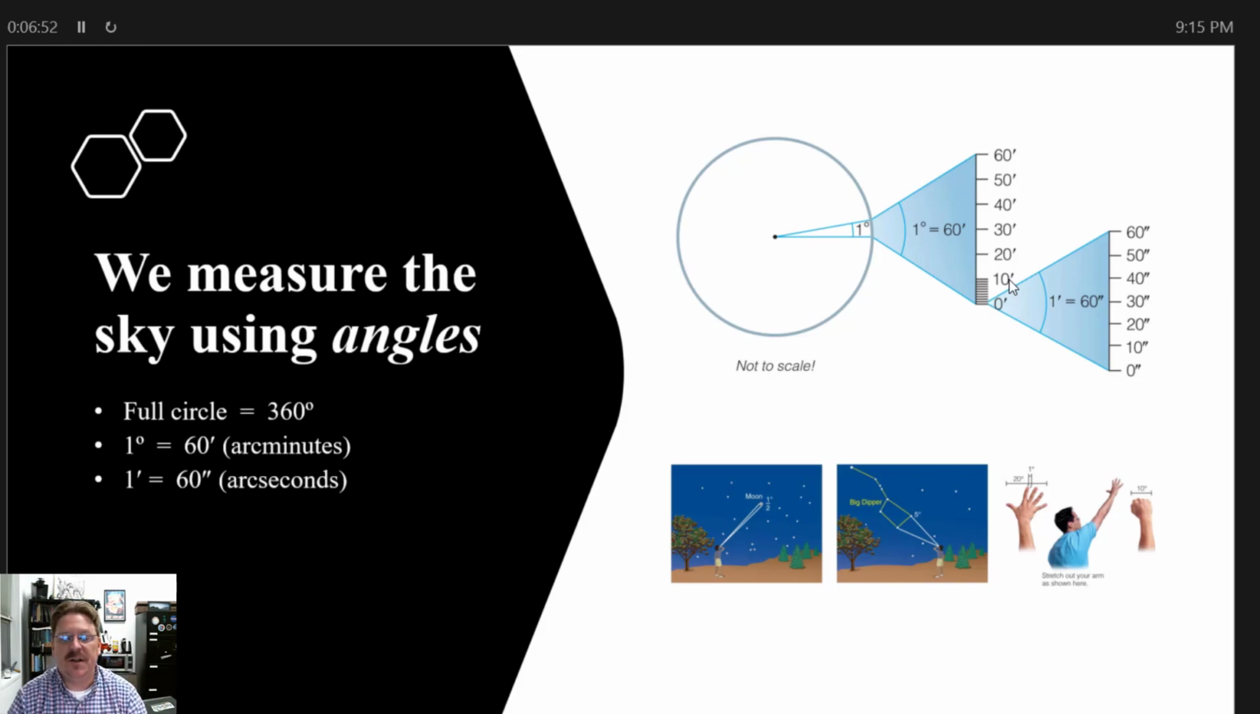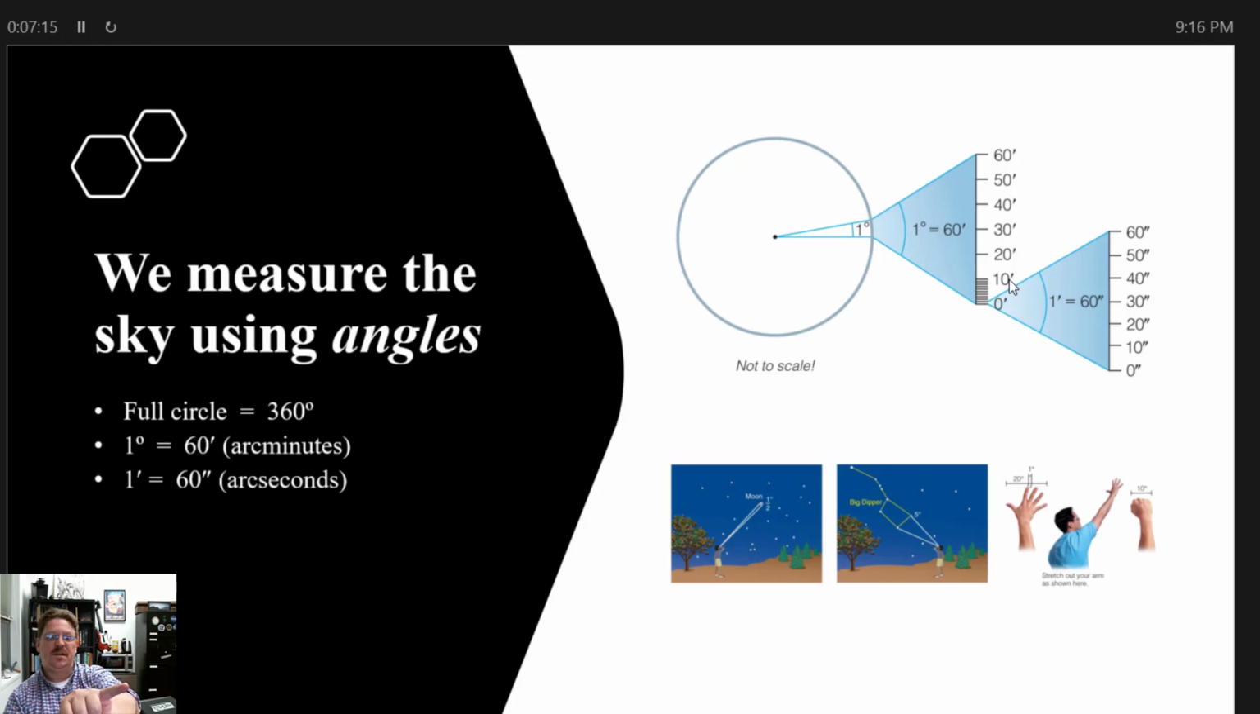Other examples on here: if you find the Big Dipper, the 2 stars at the bottom of the bowl are approximately 5 degrees away from each other. If we want to use our hand, although that's a very, very kludgy way of doing it, an average finger is around 1 degree, would subtend 1 degree on the sky.